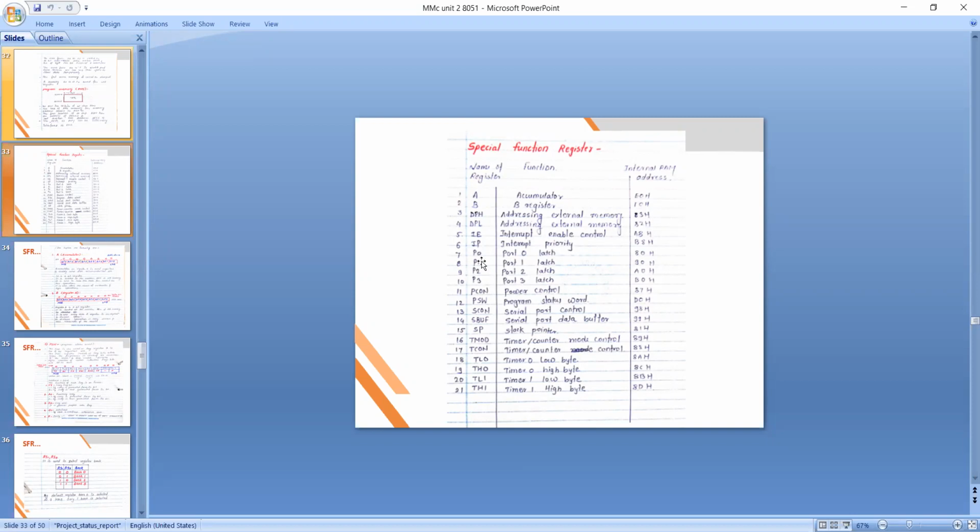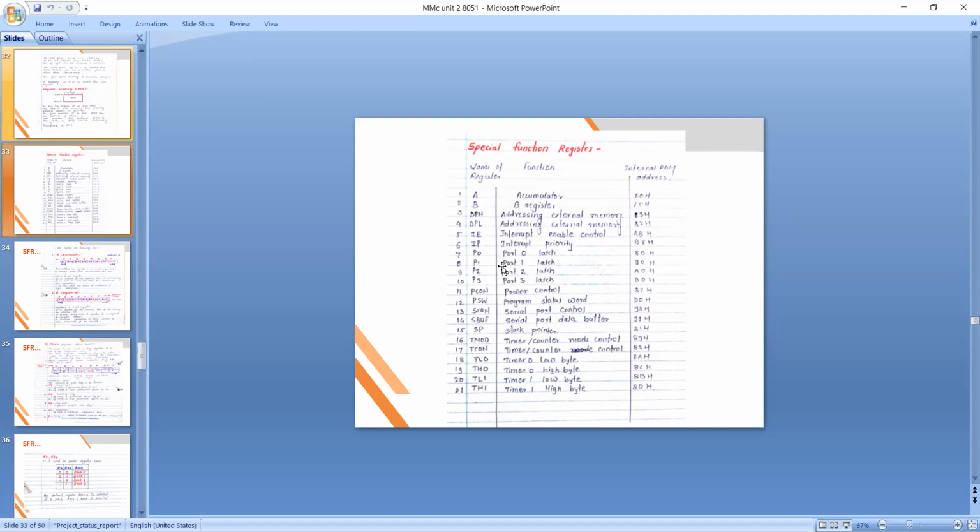The A register is for arithmetic and logic operations. The B register is for multiplication and division. DPH and DPL combined perform the role of DPTR, the data pointer, which is used to access external memory. Next, IE and IP are related to interrupts. Port 0 to port 3 are mainly for I/O purposes, and also for secondary purposes. PCON is for power control.